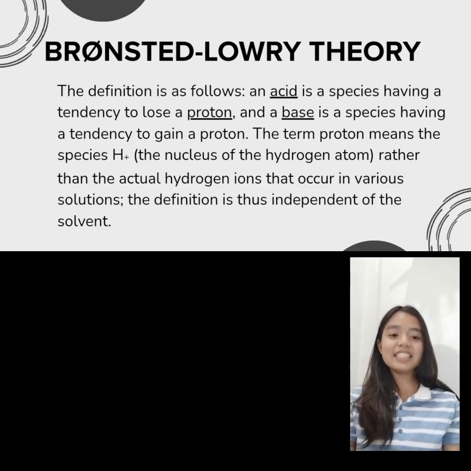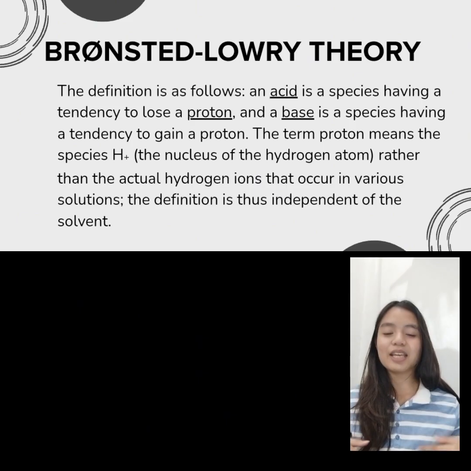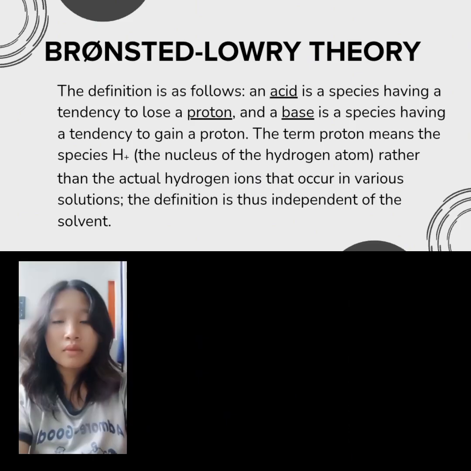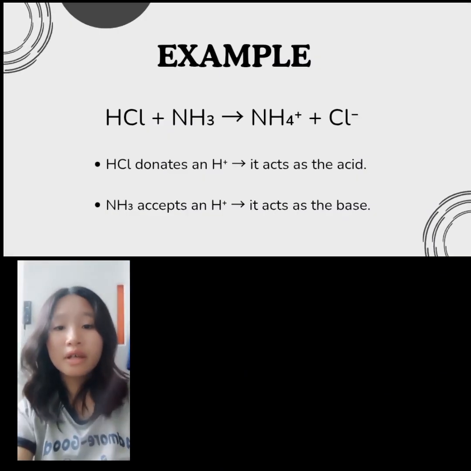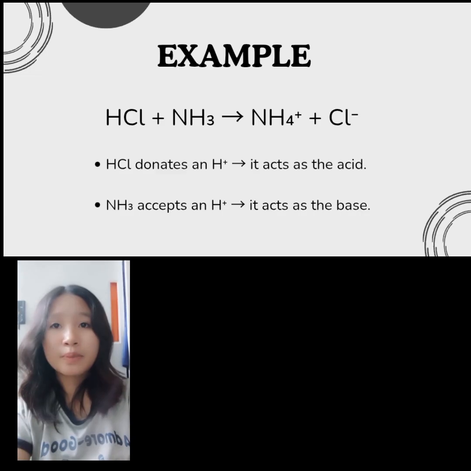An acid is any species that tends to lose a proton, while a base tends to gain a proton. This means that acids and bases are defined by what they do, not by where they are found. The definition is independent of the solvent. Here, HCl or hydrochloric acid donates a proton, so it acts as the acid. NH3 or ammonia accepts the proton, so it acts as the base.